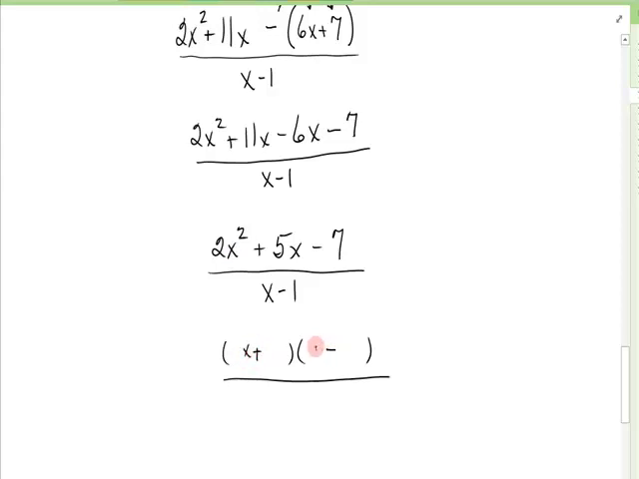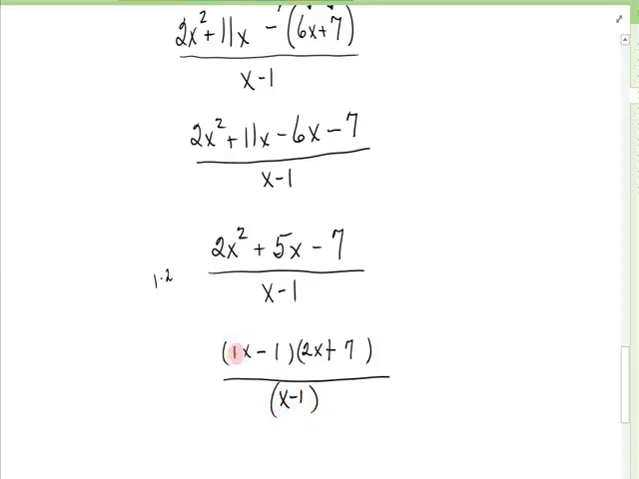I have an x and an x. Since there's only one way to factor 2, it's 1 and 2. I need to try to get the factors of 7. Well, that's 1 and 7. So if I put 1 and 7, let's check it. The outer product is negative 7x. The inner product is positive 2x. That gives me negative 5. So all I need to do is change the signs because I had the right number, but it had the wrong sign.